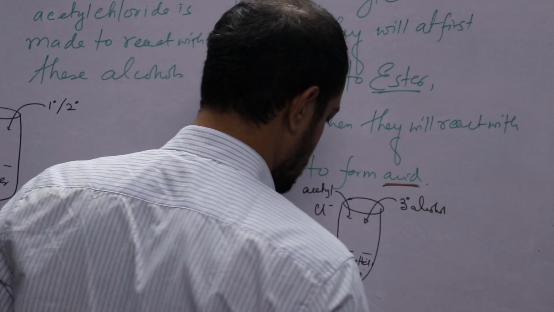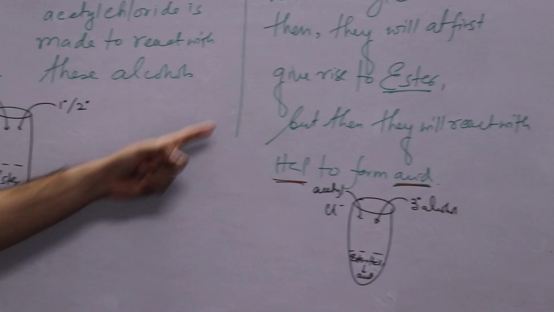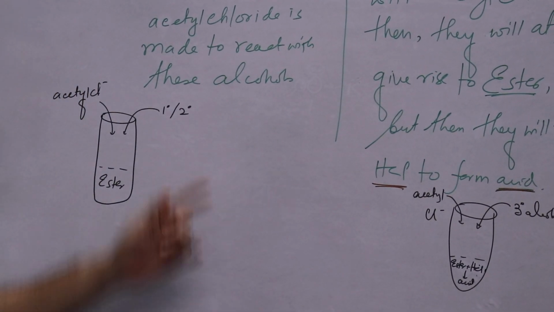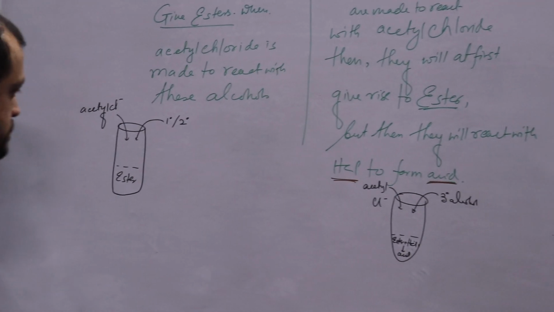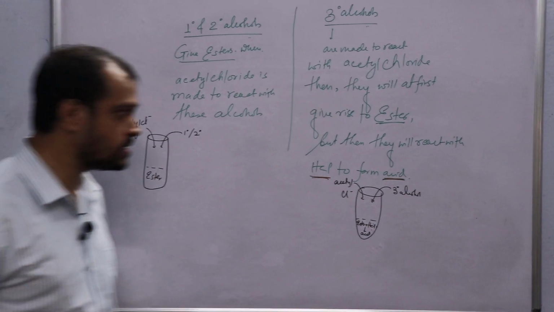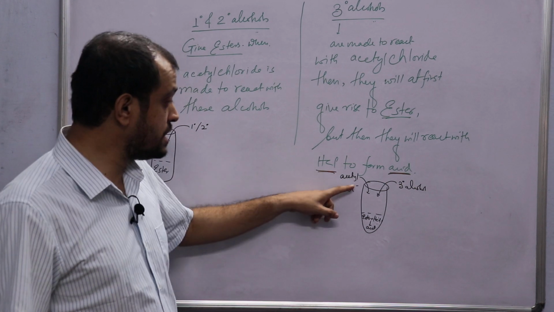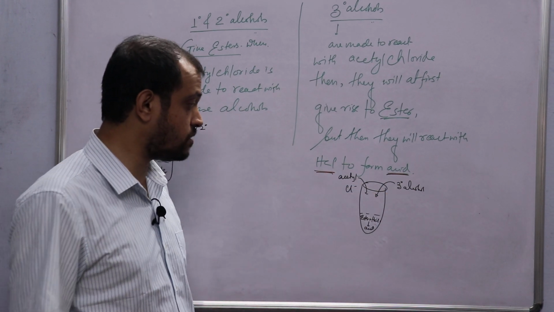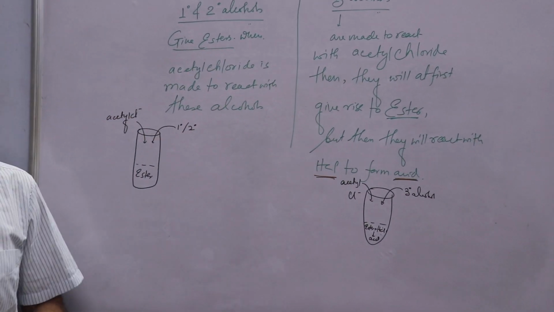Acid. That's the difference. Now we will try to find out why this is happening. We already know how 1 degree and 2 degree alcohols react with acetyl chloride to give ester. We have already seen the mechanism. Now we'll try to find out how acetyl chloride reacts with 3-degree alcohol and why this 3-degree alcohol is converted into an acid.